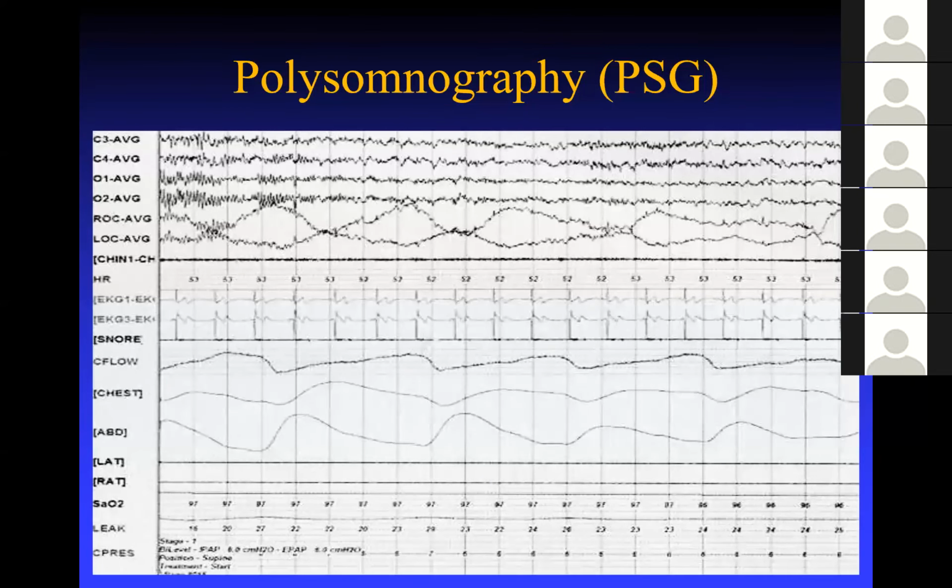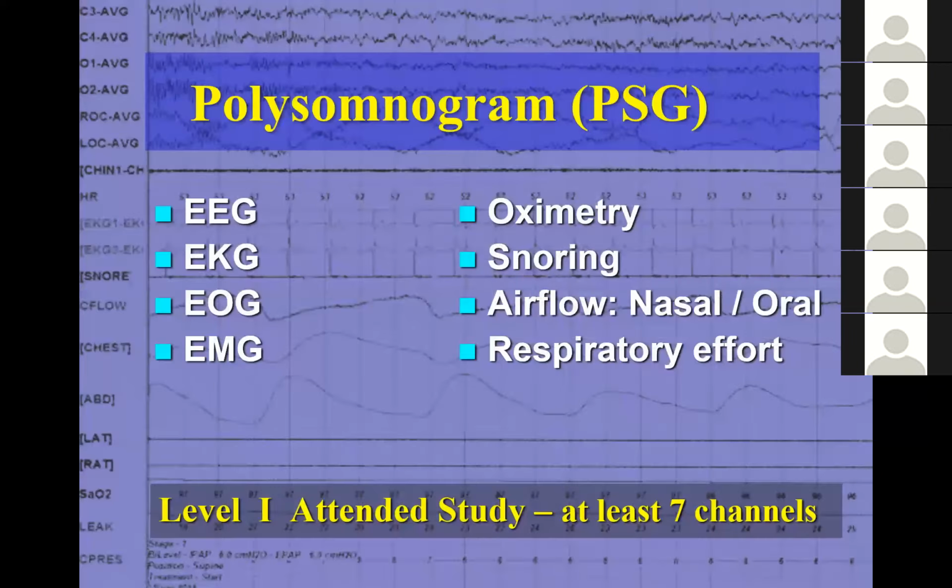So this is a PSG. We saw one earlier with the obstruction. So a 30-second epoch, and you can see the chest and the abdomen and airflow moving up and down. So PSG will look at the heart rate, the electroencephalography.